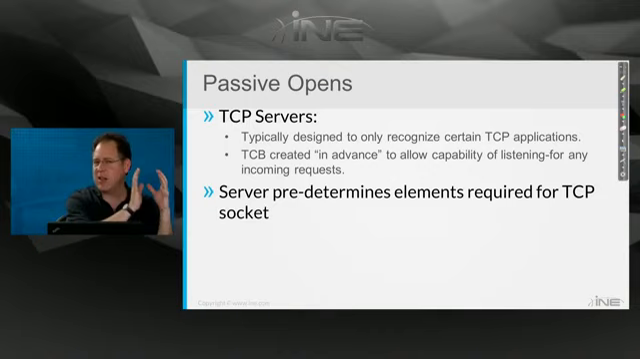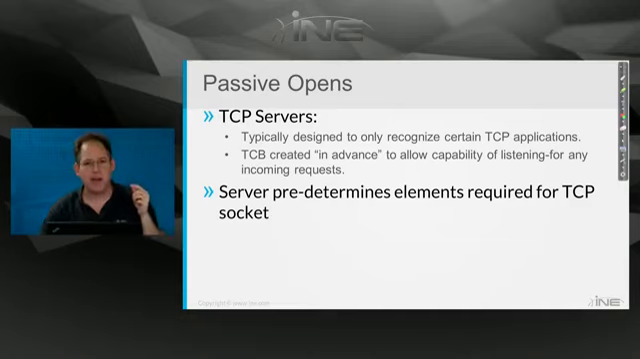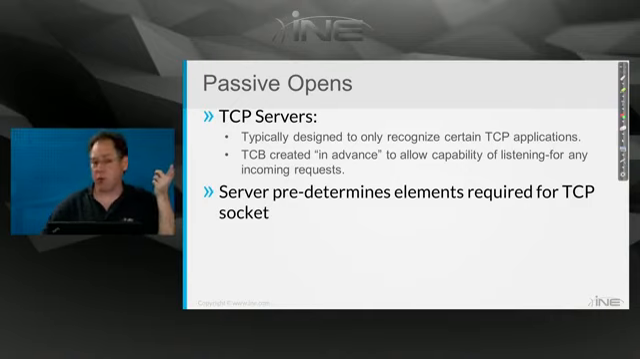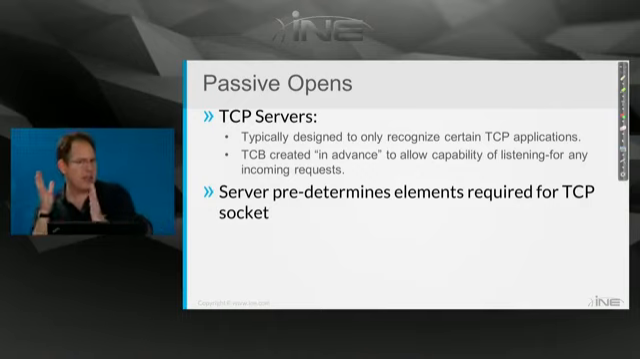When we talked about the client, populating the transmission control block was pretty simple, right? He put in his IP address, he put in the IP address of the destination that he had learned via DNS or something, put in his ephemeral port as the source port, put in the destination port of HTTP or Telnet or whatever it was he wanted. Well, what about the server?